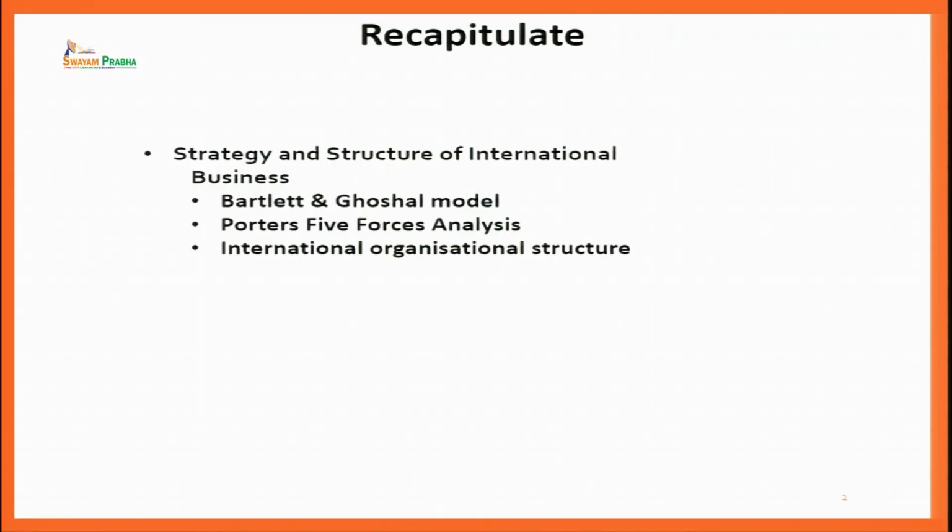Next that we covered in the previous lecture is about the various international organizational structures. So depending upon your division, depending upon the product you are offering, depending upon the country you want to cater, you can have a different set of organizational structures, from strategic business unit to the matrix structure.